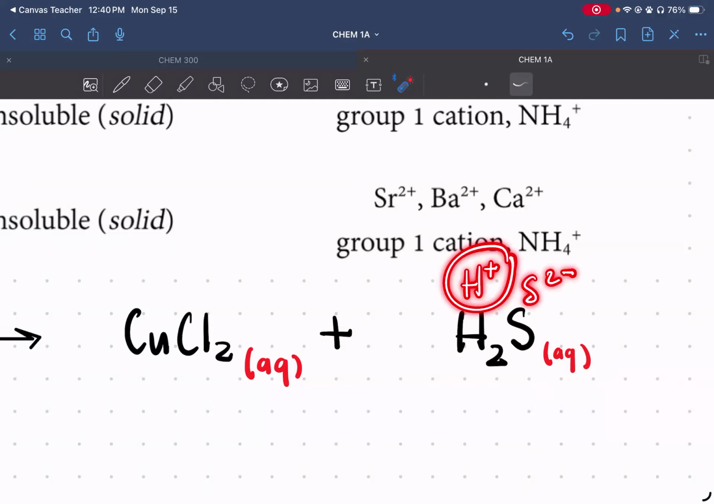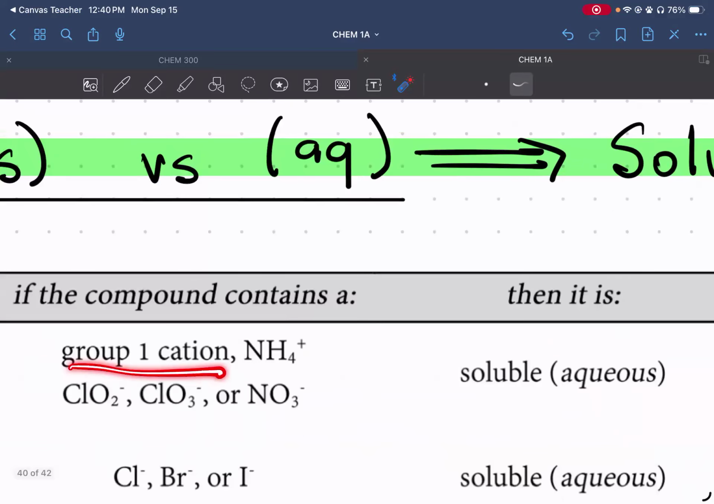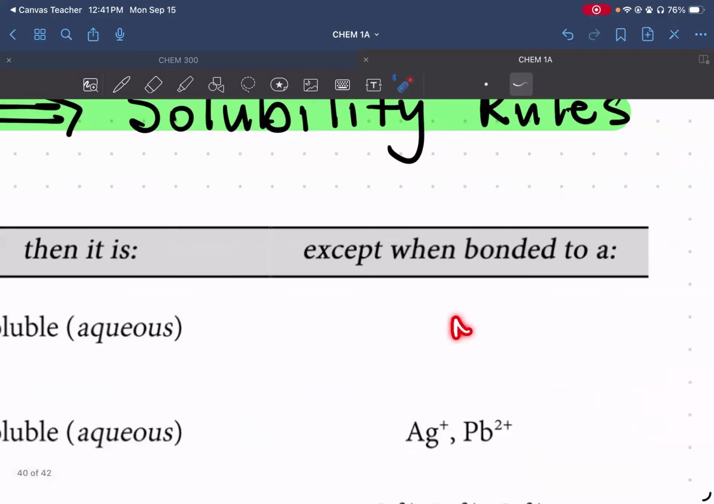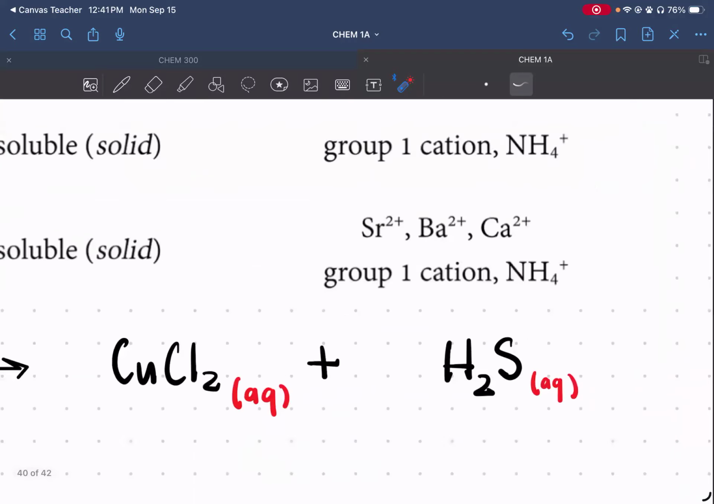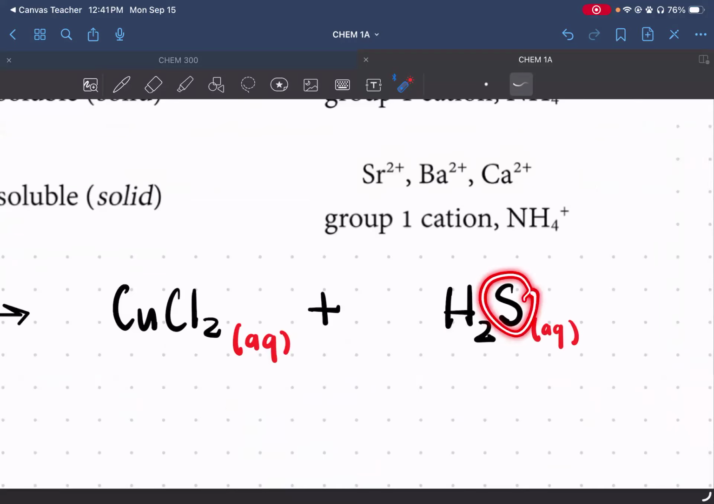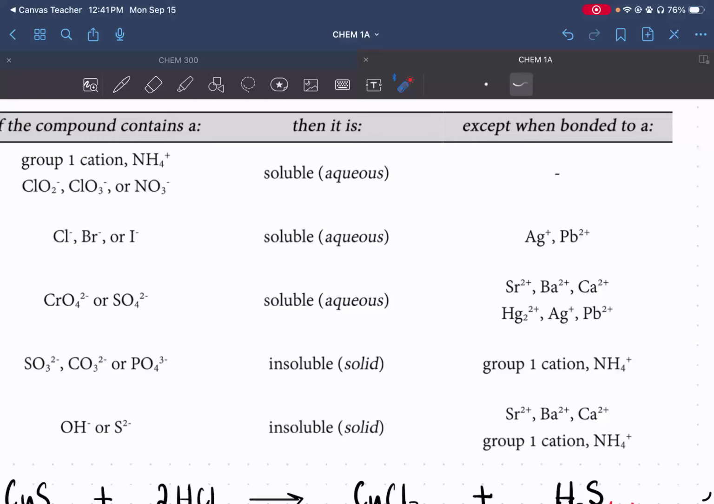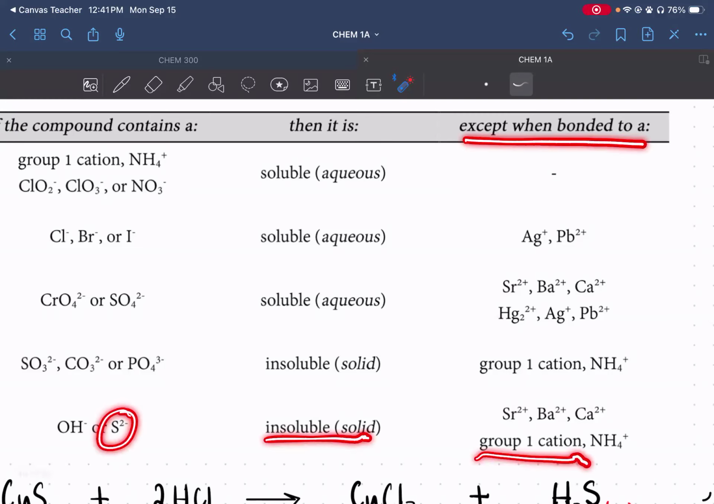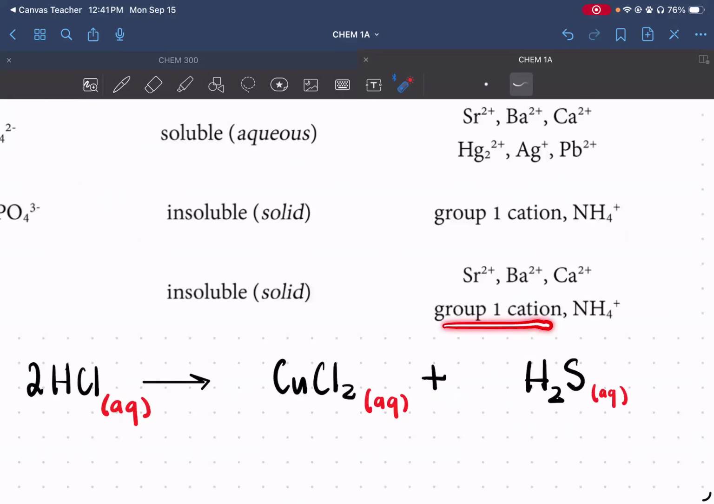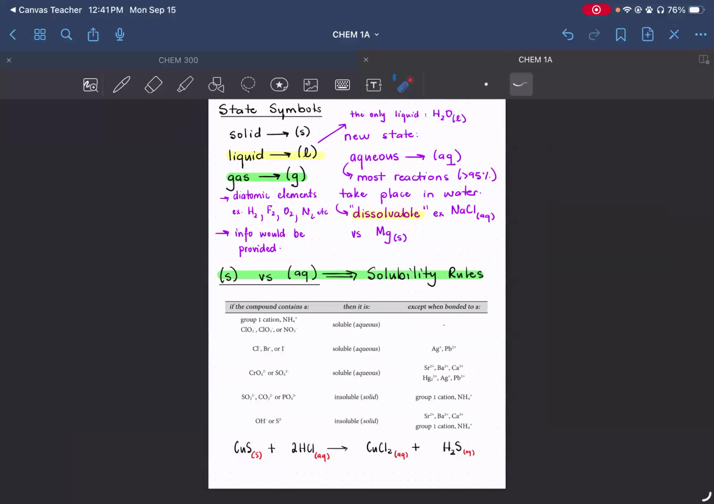Let's look at it from H plus. Hydrogen is in group 1. And if the compound contains a group 1 cation, then it is soluble, no exceptions. So based on hydrogen, it's aqueous. If you looked at the sulfur instead, if the compound contains a sulfur, it is predicted to be solid, except when bonded to a group 1 cation. Let me zoom in because that's a little difficult to see. Hydrogen is a group 1 cation. So whether you go from the perspective of the hydrogen or the sulfur, you should reach the same conclusion, which is aqueous. Does that help? Great. Anyone else?